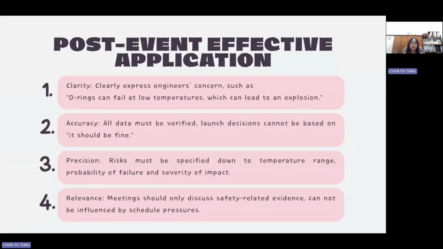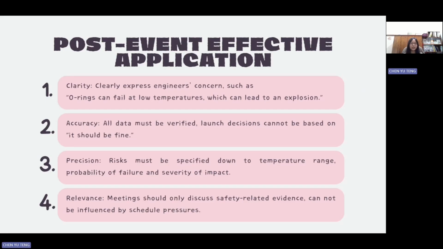Now I'm going to show about post-event effective application. First, clarity. Clearly expressed engineers' concerns such as O-rings can fail at low temperature, which can lead to an explosion. Second, accuracy. All data must be verified. Launch decision cannot be based on it should be fine.